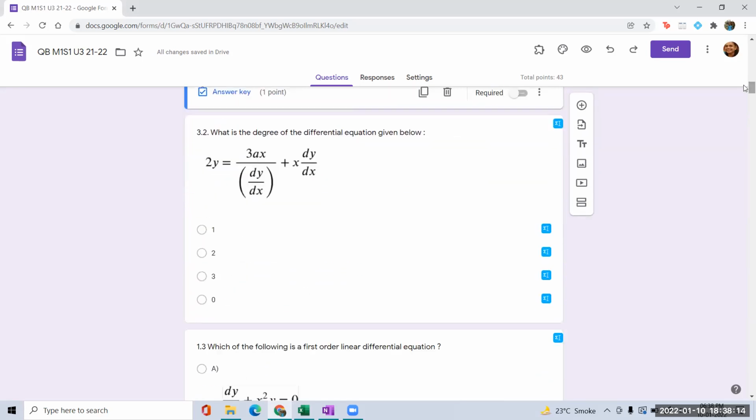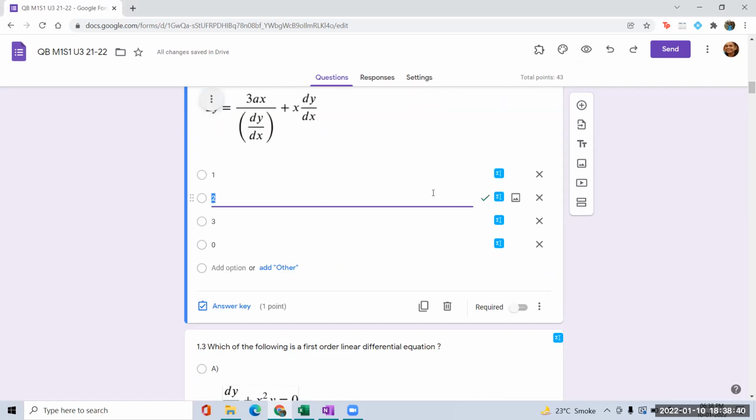Now, next, the degree of this differential equation. Again, the dy dx term is appearing in the denominator. So you will have to multiply the entire equation by dy dx. And then when you multiply, from here it will get cancelled. It will appear over here as dy dx. And on this side, the dy dx bracket square will appear. So the correct answer is 2.